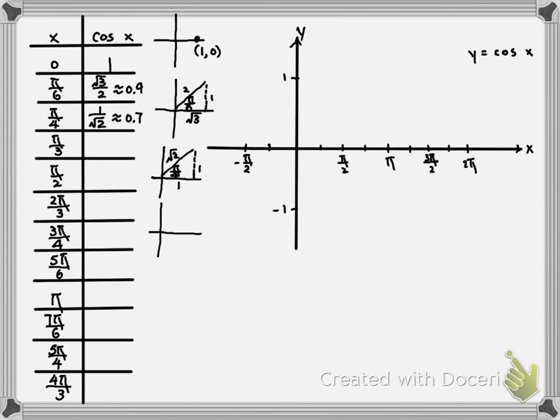Pi over 3. For this special triangle, the side that is facing the smallest angle is 1, hypotenuse is 2, remaining side is square root of 3. So then cosine x equals adjacent over hypotenuse, 1/2. Now pi over 2, the x value is 0. Let's look at one more.